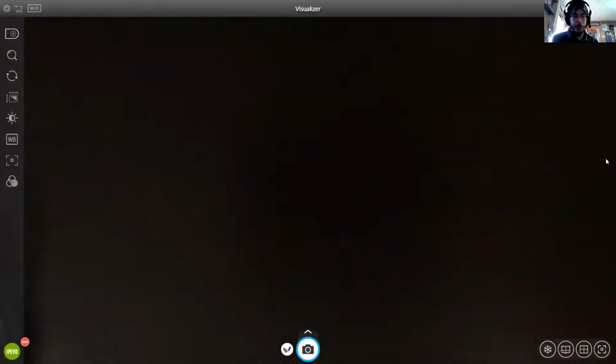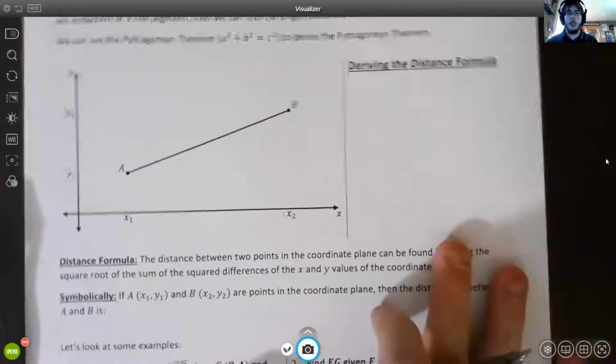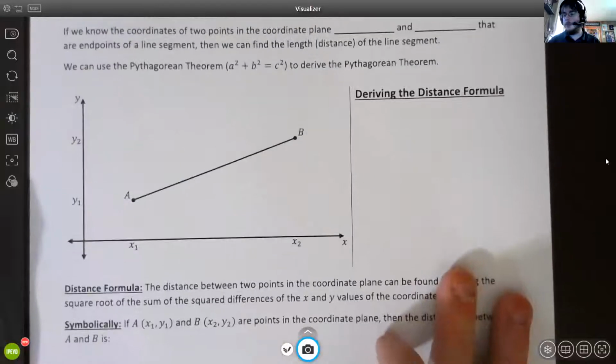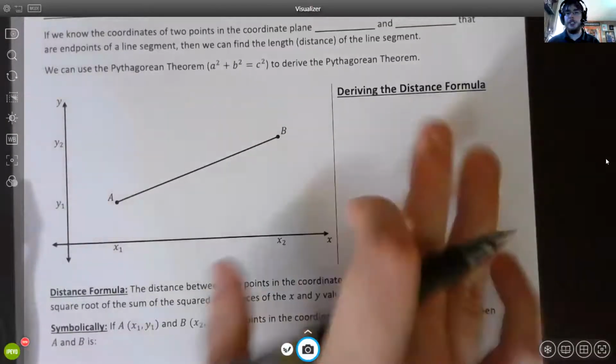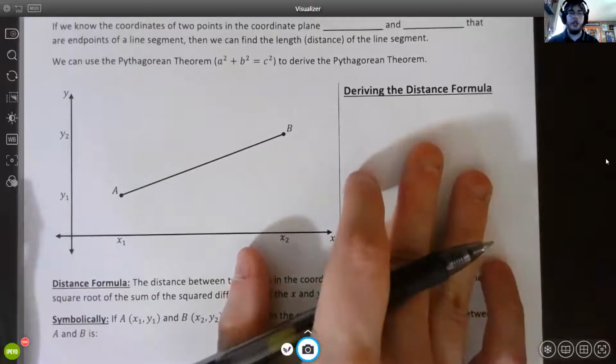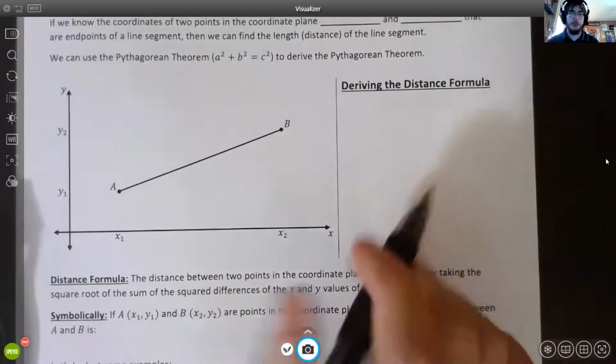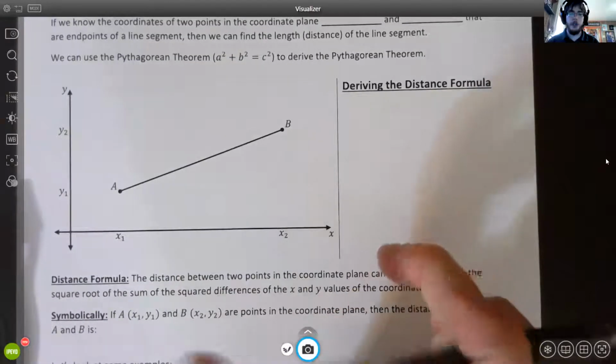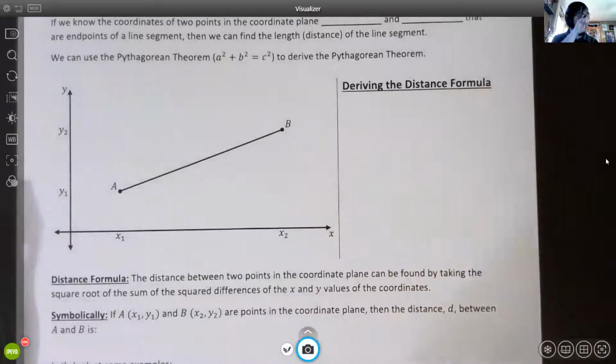All right, so we're going to move on to our next formula, and our next formula is the distance formula. You know, we can derive this using the Pythagorean theorem. We're not going to worry about that too much. I'm just going to give you the distance formula, considering this is mostly review over what you did in algebra.